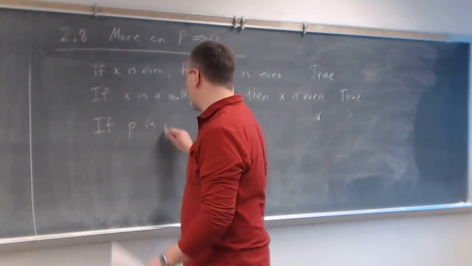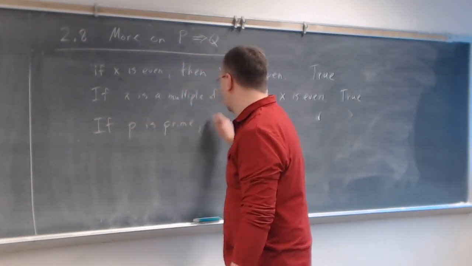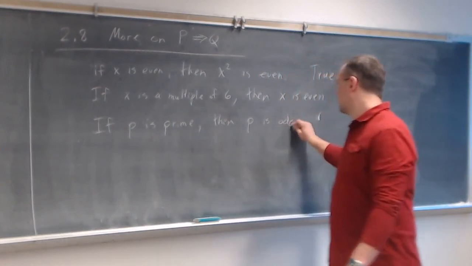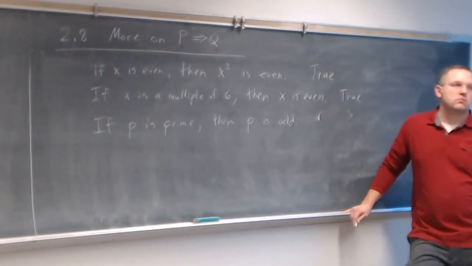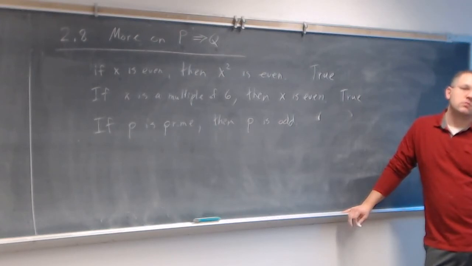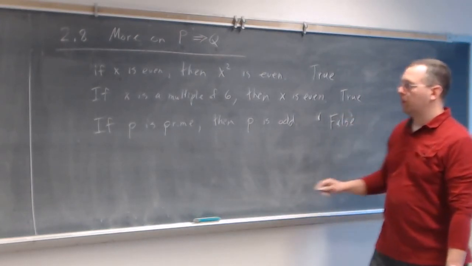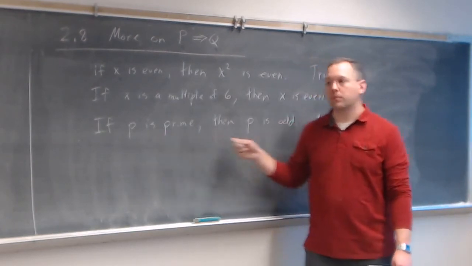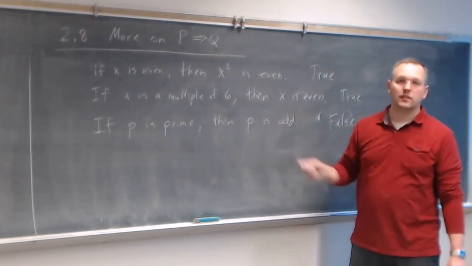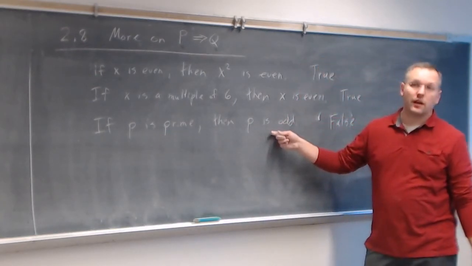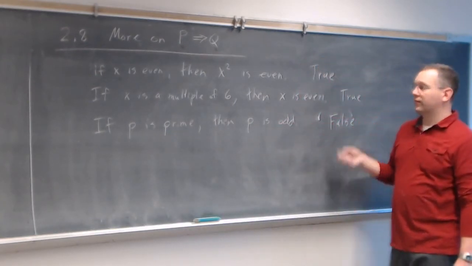If x is prime, then x is odd. True or false? False. Because I can find a number that makes the first statement true, but makes the second statement false. So this if-then statement would be false. Right? Two is prime, but two is not odd. So this would be a false statement.